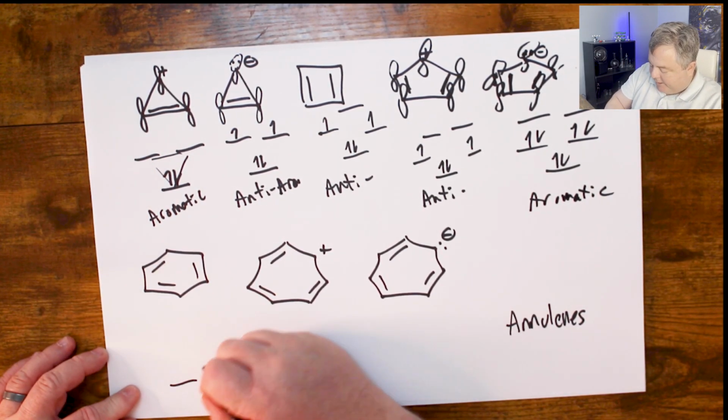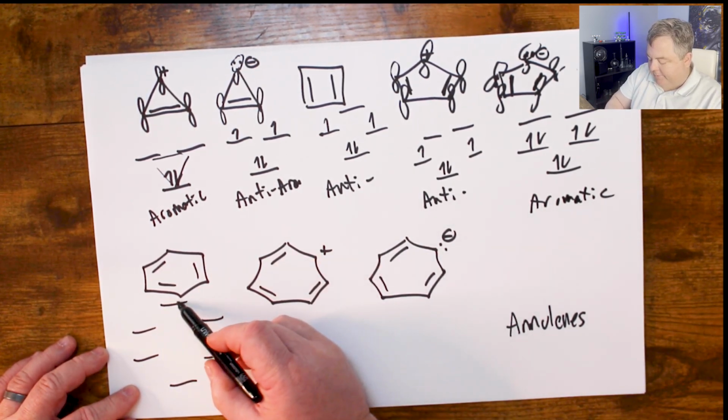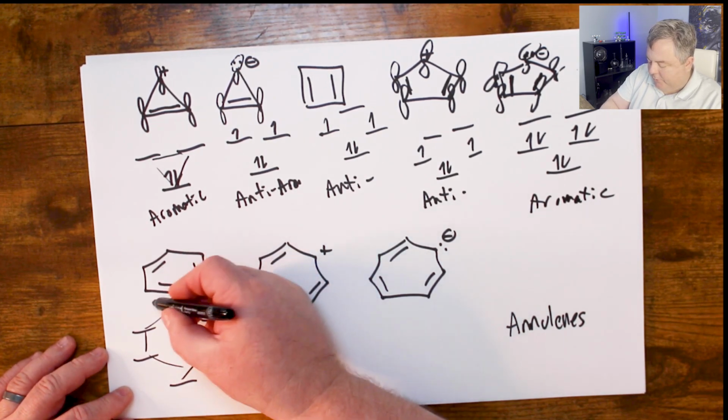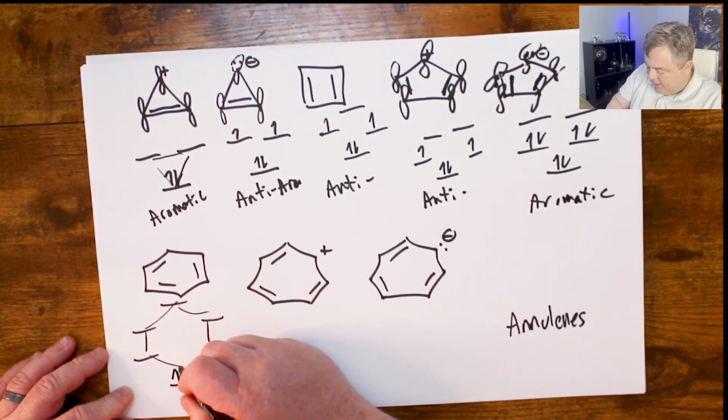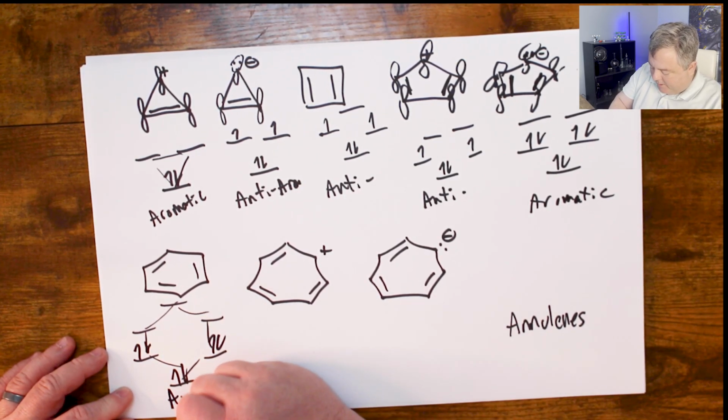We've seen this one already. 6-membered ring for benzene on its point. 2, 4, 6 pi electrons. 1, 2, 3, 4, 5, 6, all paired up, aromatic.